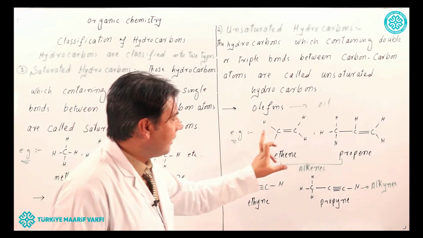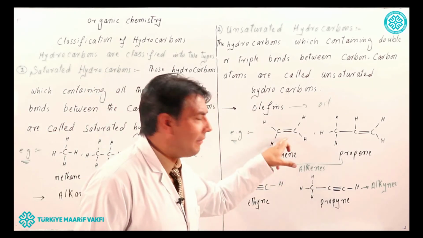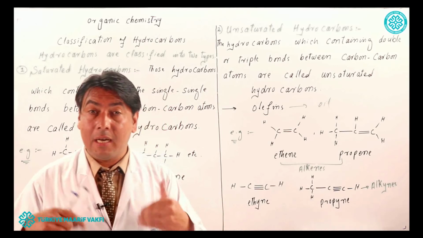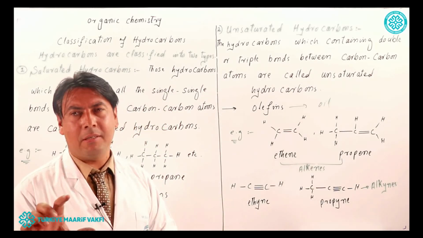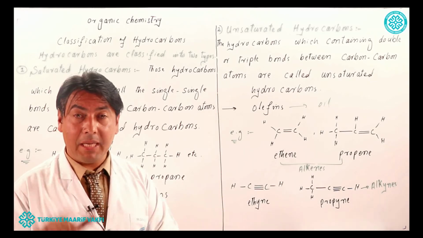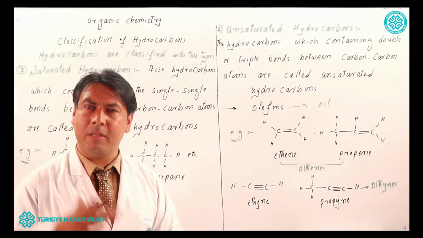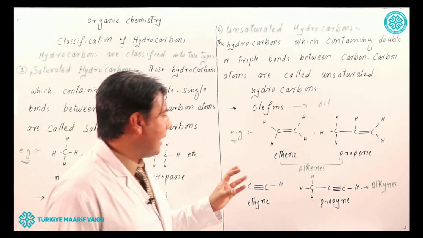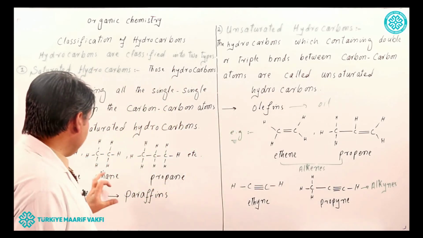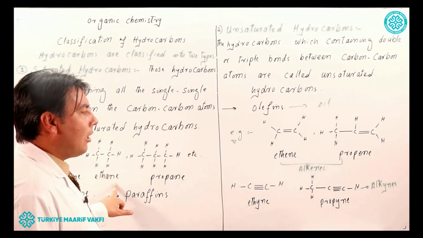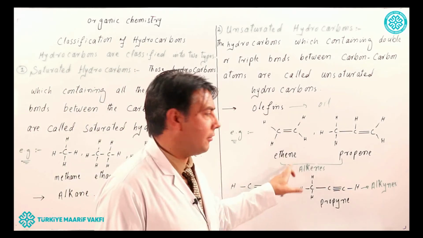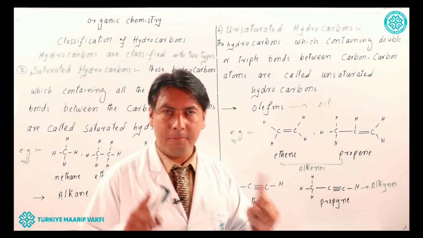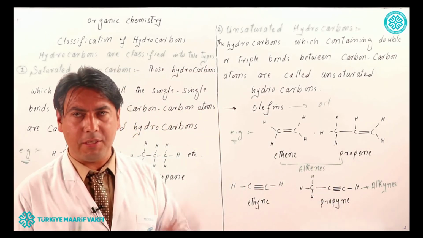For example, these are examples of alkenes. Alkenes are those hydrocarbons which have double bonds between carbon atoms. They may have only one double bond or more than one double bond. They are named by replacing the last a-n-e of alkane by e-n-e. Ethane becomes ethene, then propene, butene, pentene, hexene, heptene, etc.